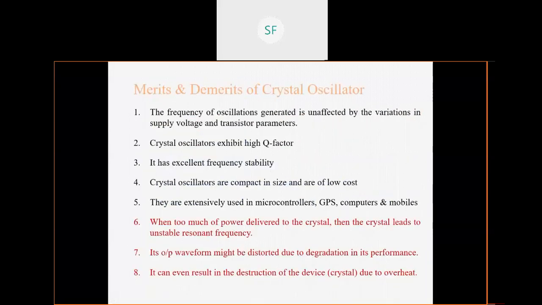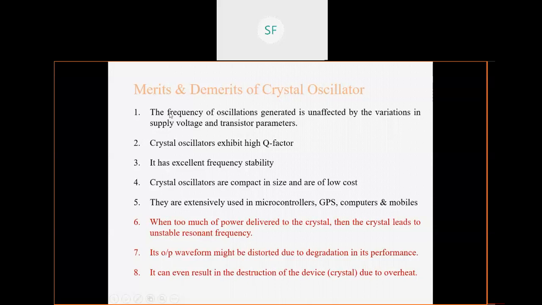Now this is the last point of our discussion, that is the merits and demerits of the crystal oscillator. The first 5 points have a black text color. So these 5 points are merits, that is advantages, of the crystal oscillator. And points number 6, 7, 8, which are given a different color, brown, are the demerits of your crystal oscillator.